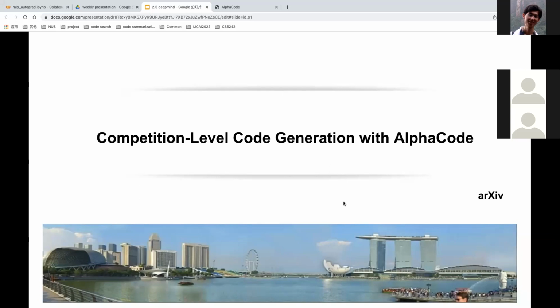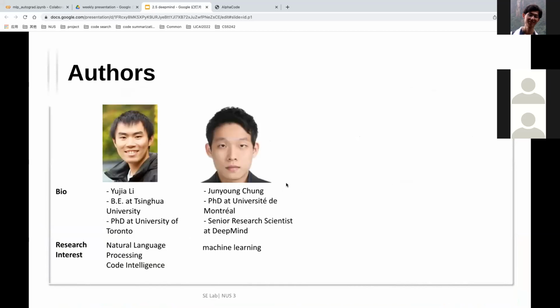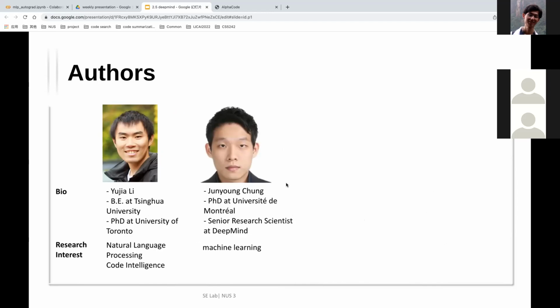So today I will talk about AlphaCode. It's published by DeepMind, and there are many authors. You can see there are many joint first authors, and the authors are not quite famous on the internet, so I didn't find the information. Here are some authors. The first and the third author I can find on the internet, and they are typically software engineers whose research interests are mostly machine learning, natural language processing, and code intelligence.